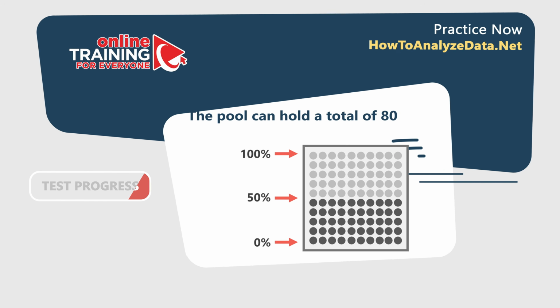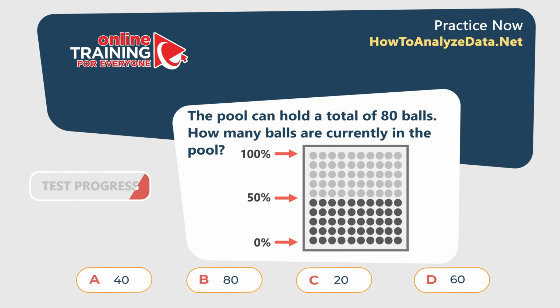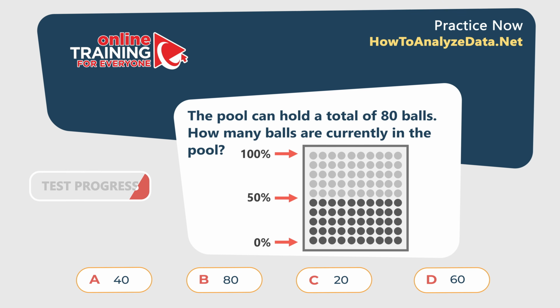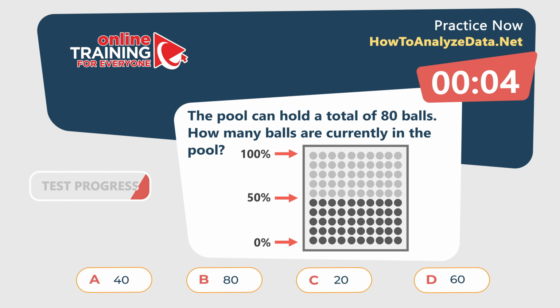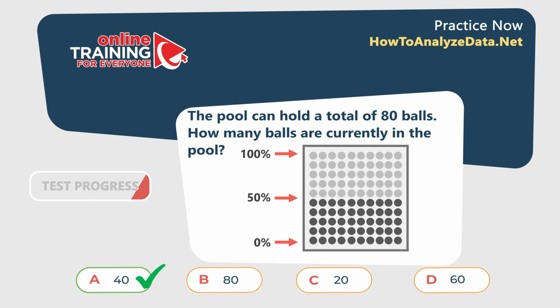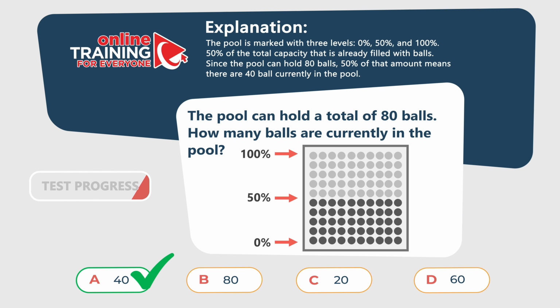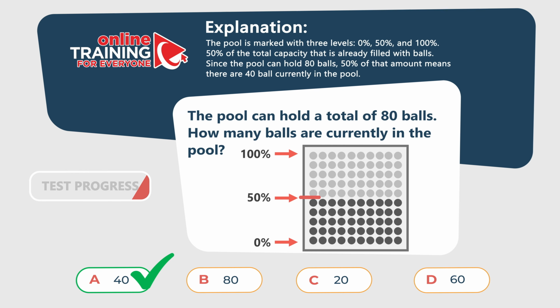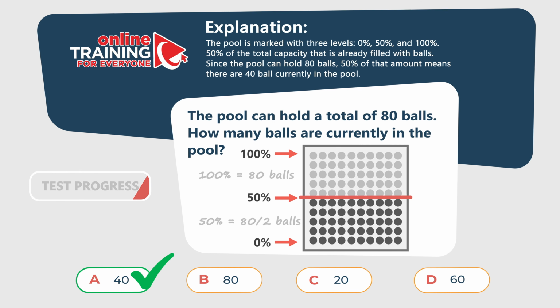The pool can hold a total of 80 balls. Darker circles in a picture represent balls, and gray circles represent empty spots. How many balls are currently in the pool? A. 40, B. 80, C. 20, or D. 60? The correct answer is A. 40, and here's why. Take a close look at the pool picture. The pool is marked with 3 levels, 0, 50, and 100. 50% of the total capacity is already filled with balls. Since the pool can hold 80 balls and 50% is already filled, there are currently 40 balls presented in the picture.